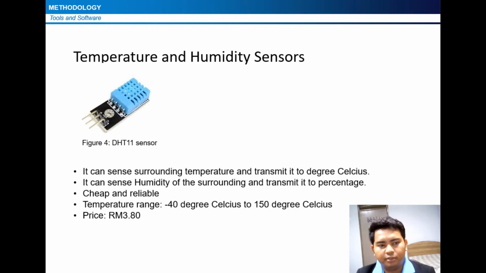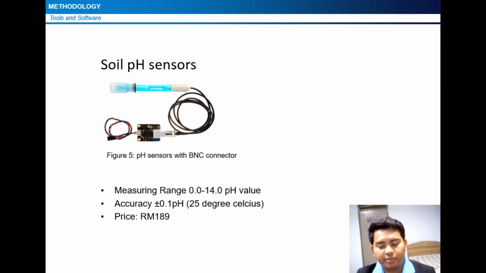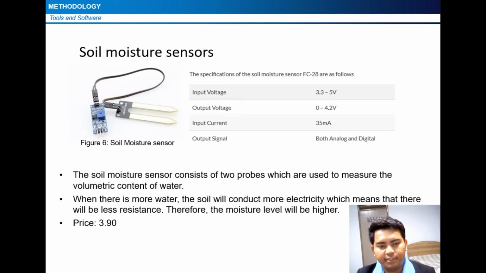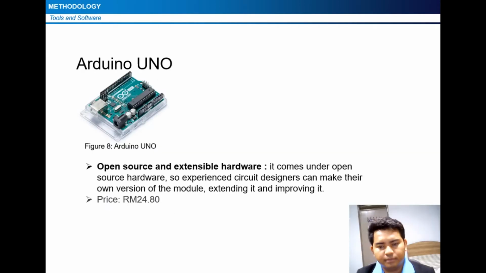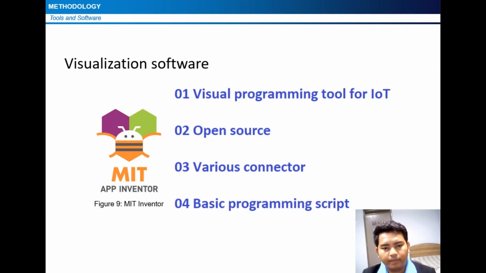This one is the tools and software. Basically, we are using a temperature and humidity sensor. You can pause to see the details. This one is the soil pH sensor. This one is the soil moisture sensor. This is the water level sensor. We are using an Arduino Uno also. For visualization software, we are using MIT App Inventor.